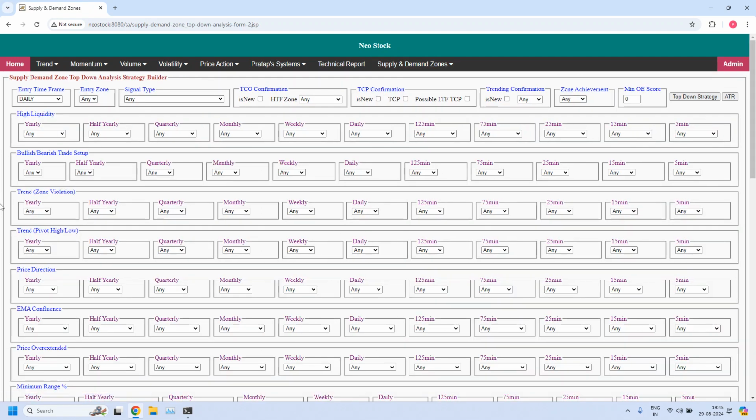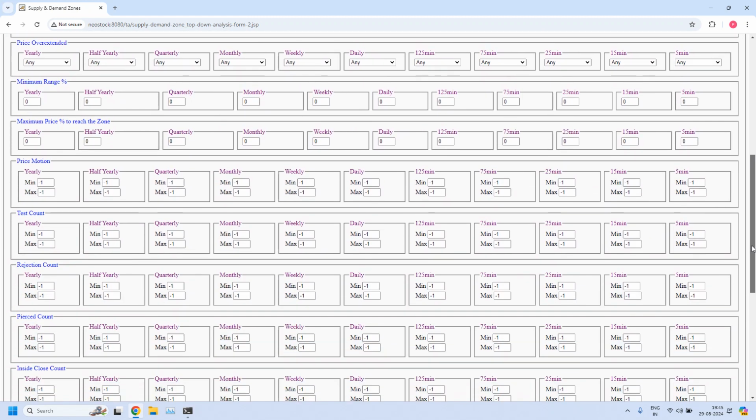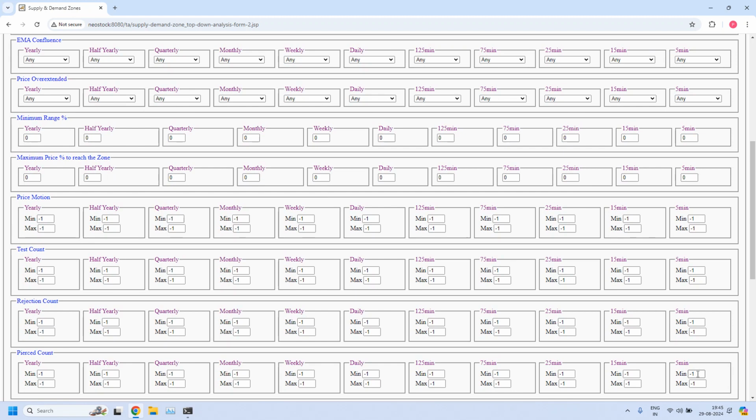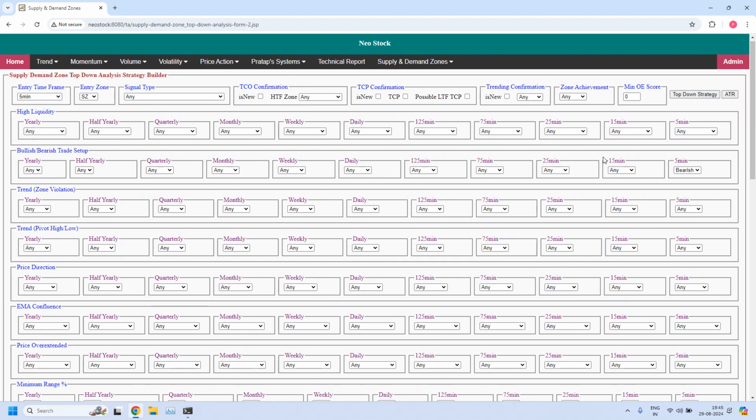Next, bearish trade setup for hourly income trade. Entry time frame is 5 minutes. Entry zone is supply zone. In bullish or bearish trade setup at 5 minutes, I am selecting bearish. This 5-minute supply zone should not be pierced. So in the pierced count, in 5 minutes time frame, minimum value I am setting 0, maximum value 0. That means the zone is not pierced.